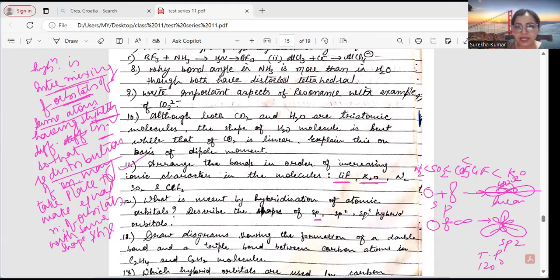Okay. Next is sp3. What will happen in sp3? There will be one s and three p orbitals, they will intermix to make four orbitals, and their shape will be like this. On the line, you have to draw the big lobe, big, small, and big, small, right? So this is sp3 hybrid orbitals, and the shape is tetrahedral, and the bond angle is 109 degrees 28 minutes.